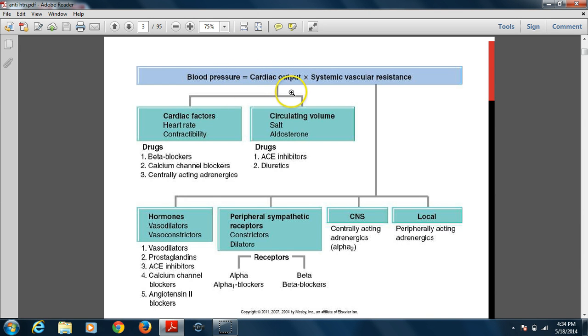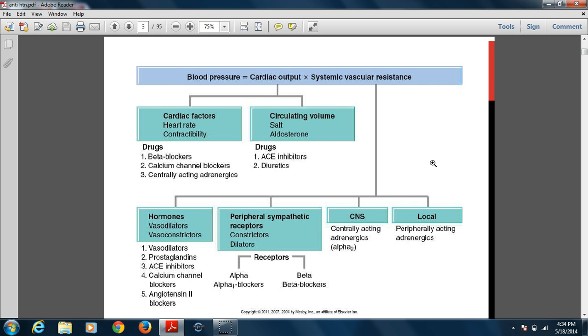So when we treat high blood pressure, or we look at what increases or decreases blood pressure as far as medications are concerned, we think again about cardiac output and systemic vascular resistance. And what we're going to talk about for this lecture is all of these medications, or at least most of them, and how they affect blood pressure.